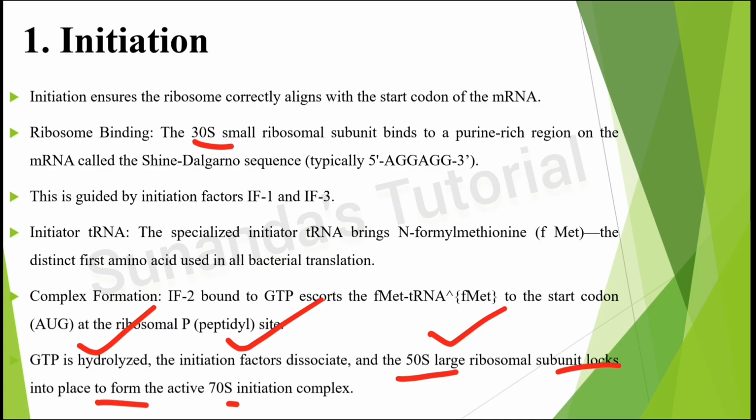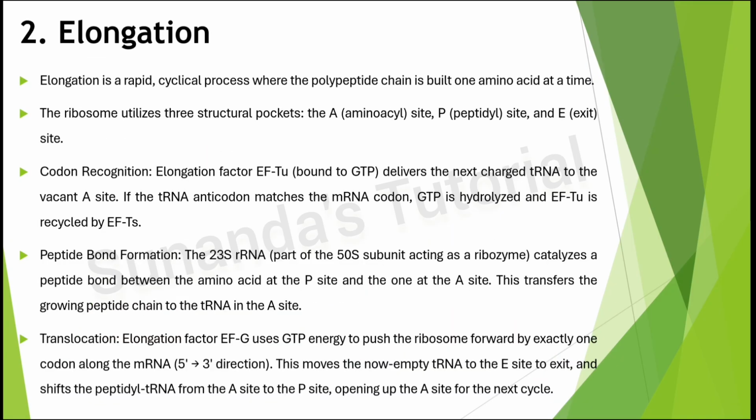So the smaller ribosomal unit is there already. Now the 50S ribosomal subunit attaches on that place, forming the 70S initiation complex with tRNA with that start codon methionine. Next, elongation, which is stage 2 or step 2. Elongation is a rapid and cyclical process where the polypeptide chain is built one amino acid at a time.